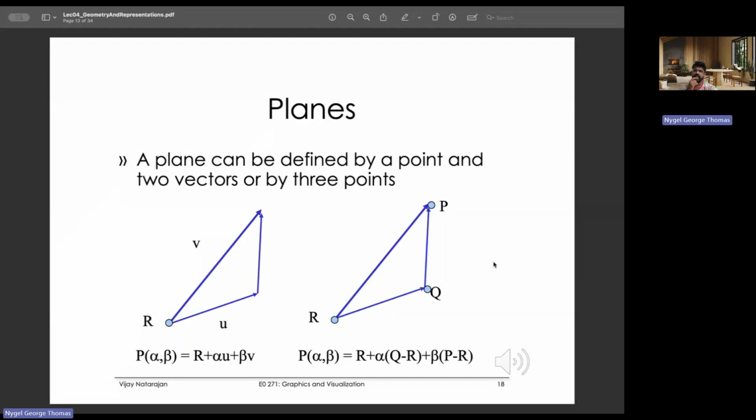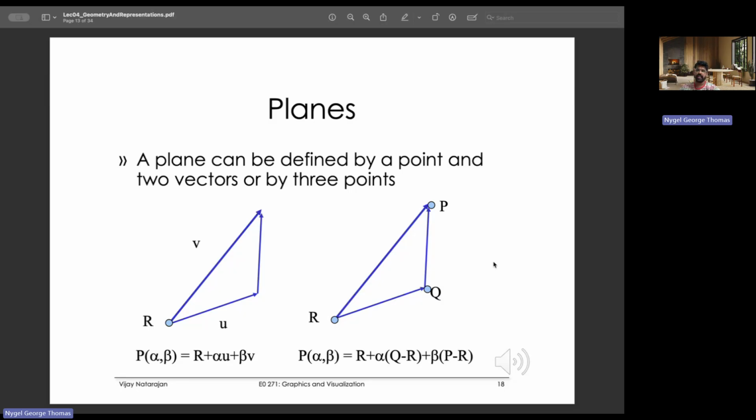Okay, we've already seen the geometric representation of lines and seen the idea of affine spaces, affine hull, affine sum, and convex hull. Now we look at what are called planes. And how do we represent planes? So a plane can be represented either by a point and two vectors or by 3 points.